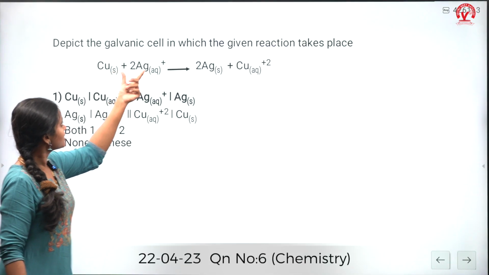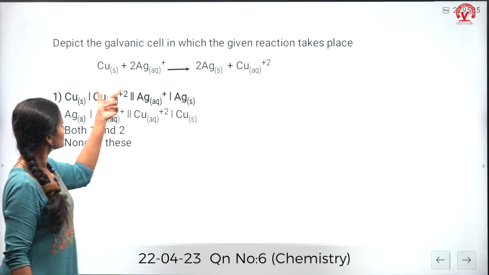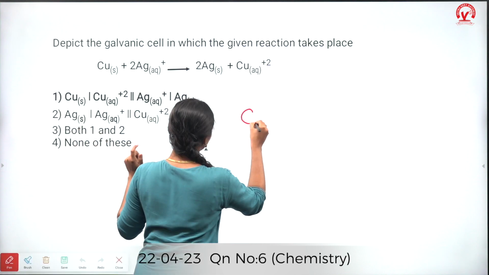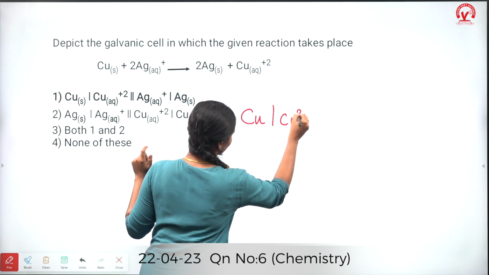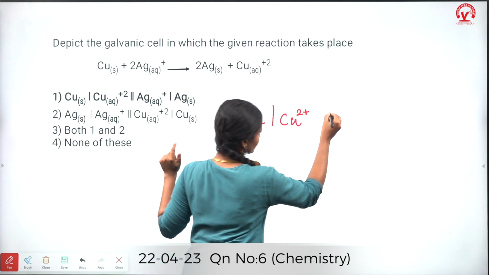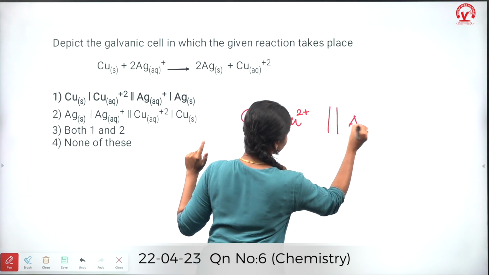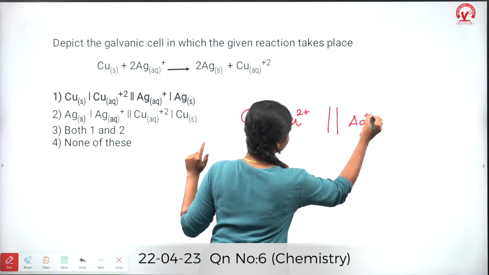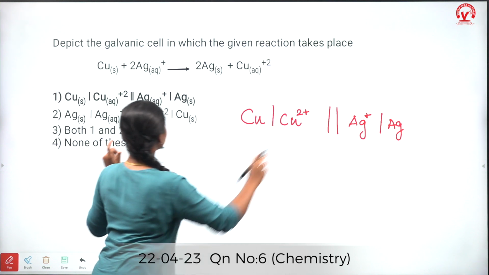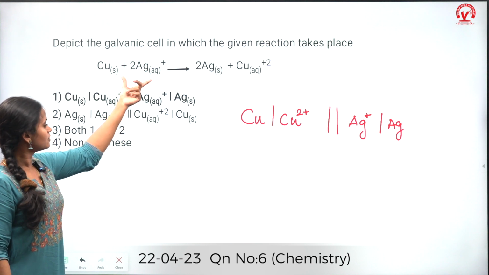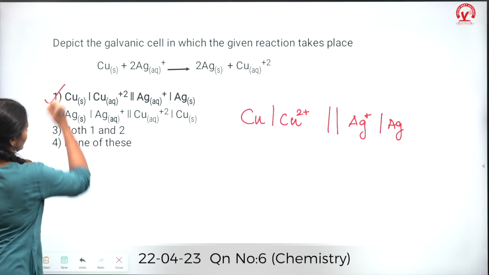Depict the galvanic cell in which the given reaction takes place. Here the anode is copper, then copper 2 plus with its concentration, then the salt bridge followed by Ag plus, Ag. This is the galvanic cell representation of the reaction. So the answer is option 1.